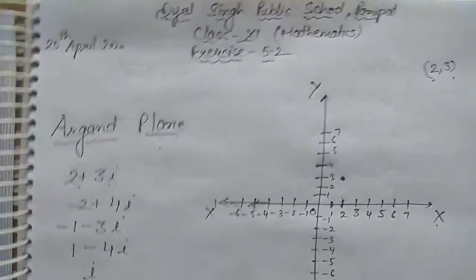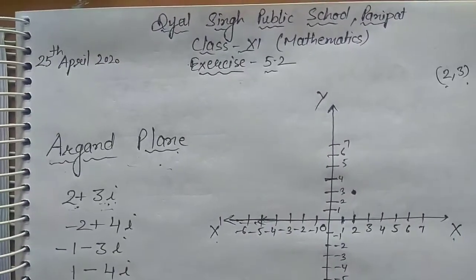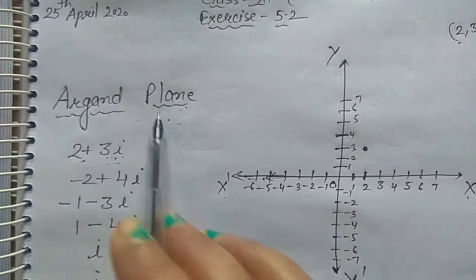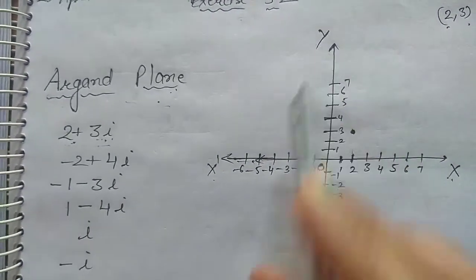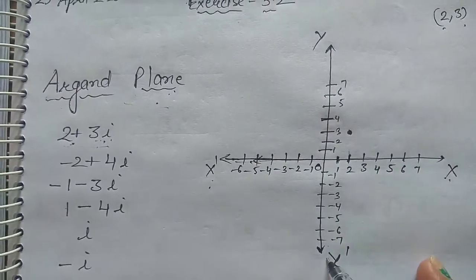Hello everyone. I hope you have completed exercise 5.1, and today we will discuss the Argand plane. What is the Argand plane? We know about the Cartesian plane: x-axis, y-axis, x dash, y dash, and these axes are perpendicular to each other.